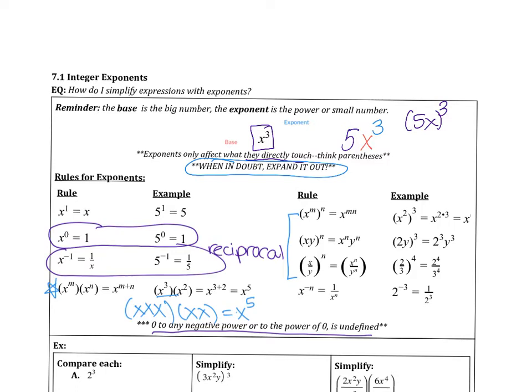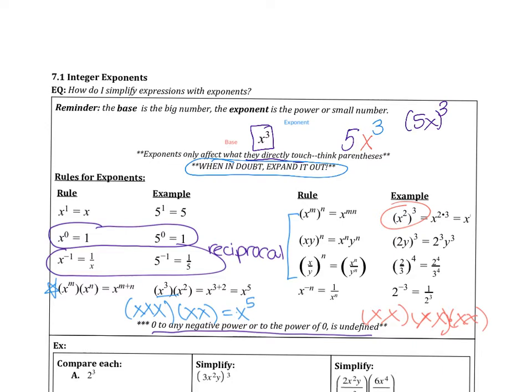So you can expand out and just count how many x's are there. Similarly, let's do this in a different color. Let's go red. If I have something like this, x squared to the 3rd power, what does that mean? It means that I have x squared in parentheses, and I have that set of parentheses how many times? I have it 3 times. So 1, 2, 3.